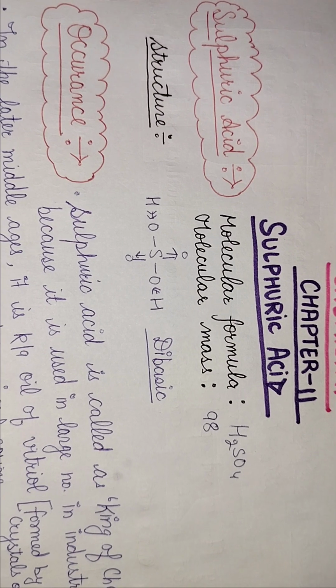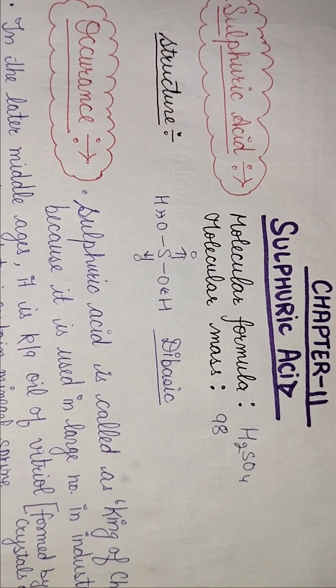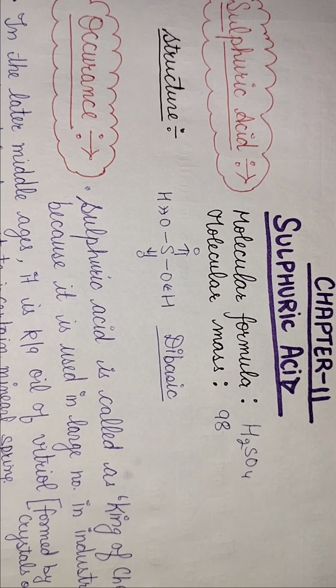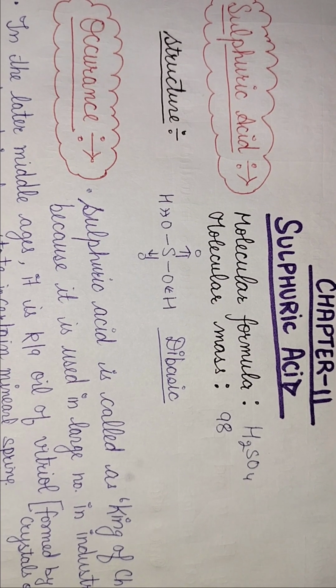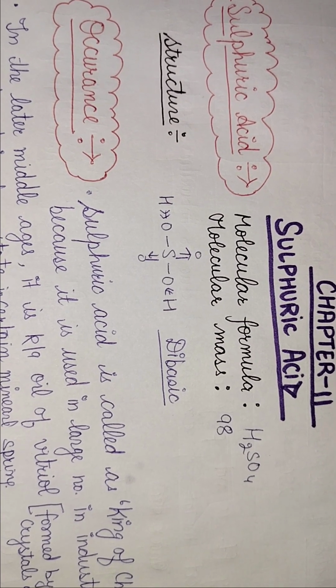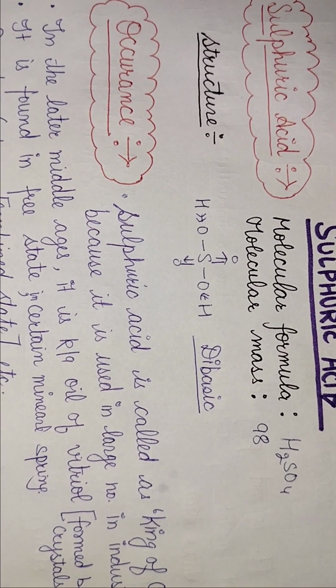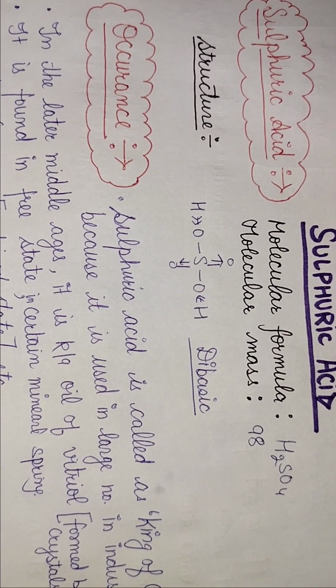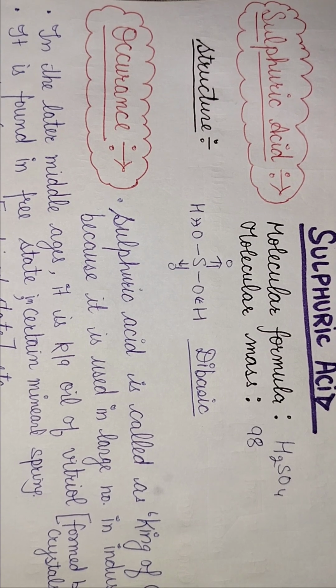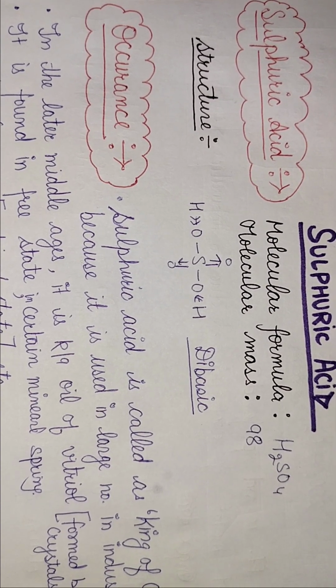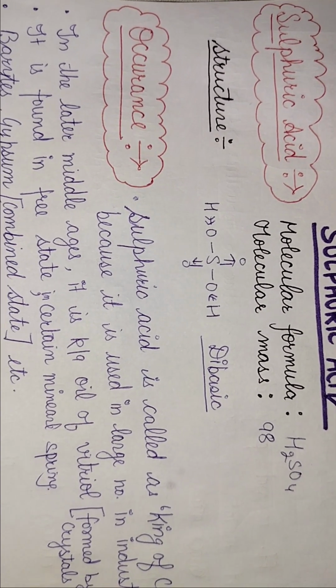Alright, so firstly, we are going to discuss sulfuric acid. If we talk about its molecular formula, then the molecular formula is H2SO4 and molecular mass is 98. If we talk about its structure, then the structure is just like this, and it is dibasic in nature because in aqueous solution, it will give 2H+.